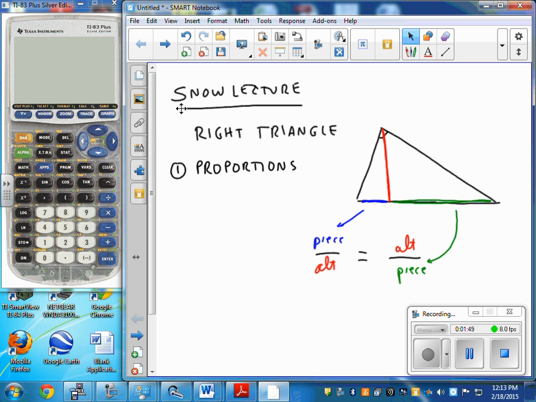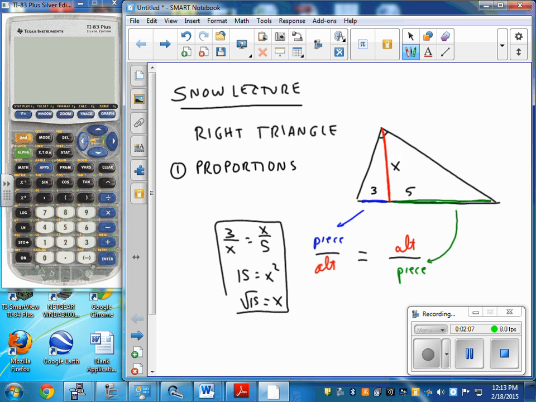Of course, we can make some problems there. If this is x and this is 3 and this is 5, you would say 3 is to x as x is to 5. Cross multiply: 15 is x squared, so x is the square root of 15. That's the first proportion that you needed to know how to do.